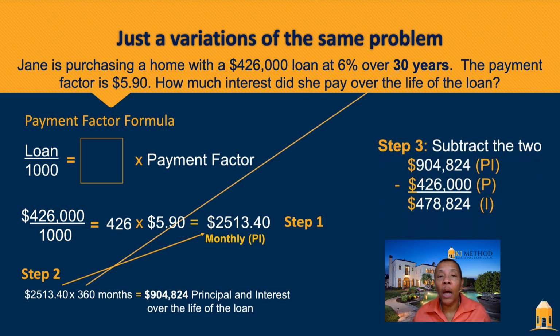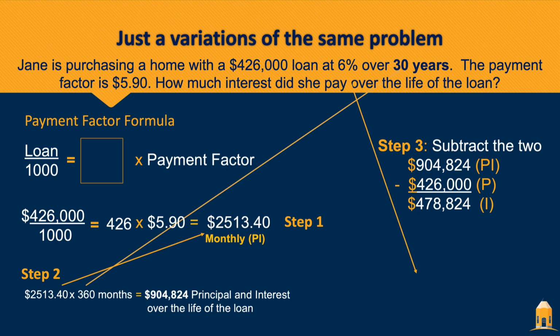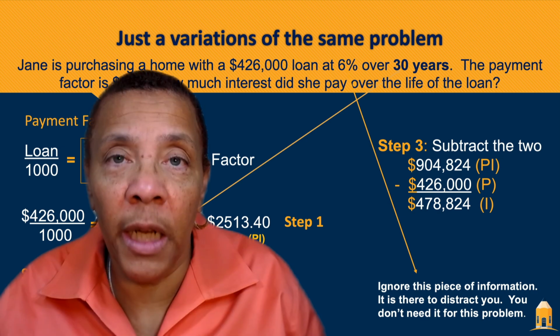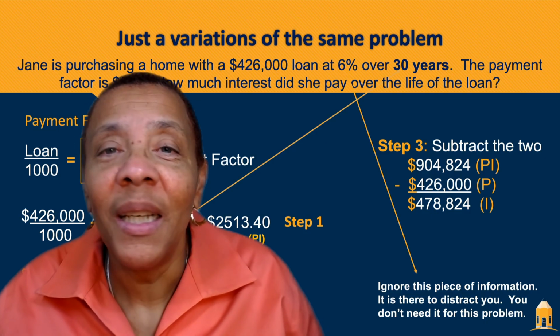So let's take that amount and subtract it from the amount she borrowed. How much did she borrow? She borrowed $426,000 in principal. So if the principal and interest is $904,824 and the principal is $426,000, it says it right there in the problem, then we can subtract the two, and what that has to be is interest. Again, you're going to ignore that 6% there, because when they gave the 5.90, it already included the 6%. We do not need that for this formula at all. So anytime you see the payment factor formula, ignore the interest rate if they give it to you. And that's it for this one.